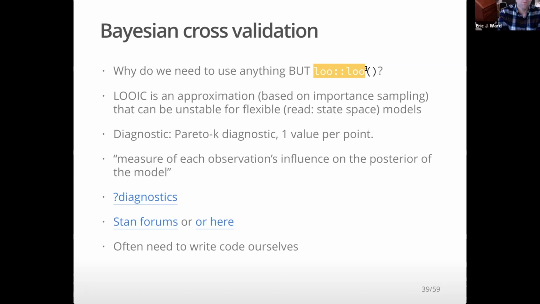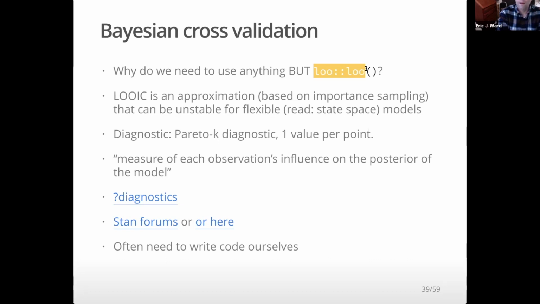So given that, why would we ever need to use anything other than this LOO-IC? The leave-one-out information criterion is definitely an approximation to real leave-one-out cross validation. It's an approximation because real leave-one-out cross validation for large data sets, especially in a Bayesian framework, gets very, very slow. So it's ideal in that regard. But the downside is that it can be very, very unstable for very flexible models.